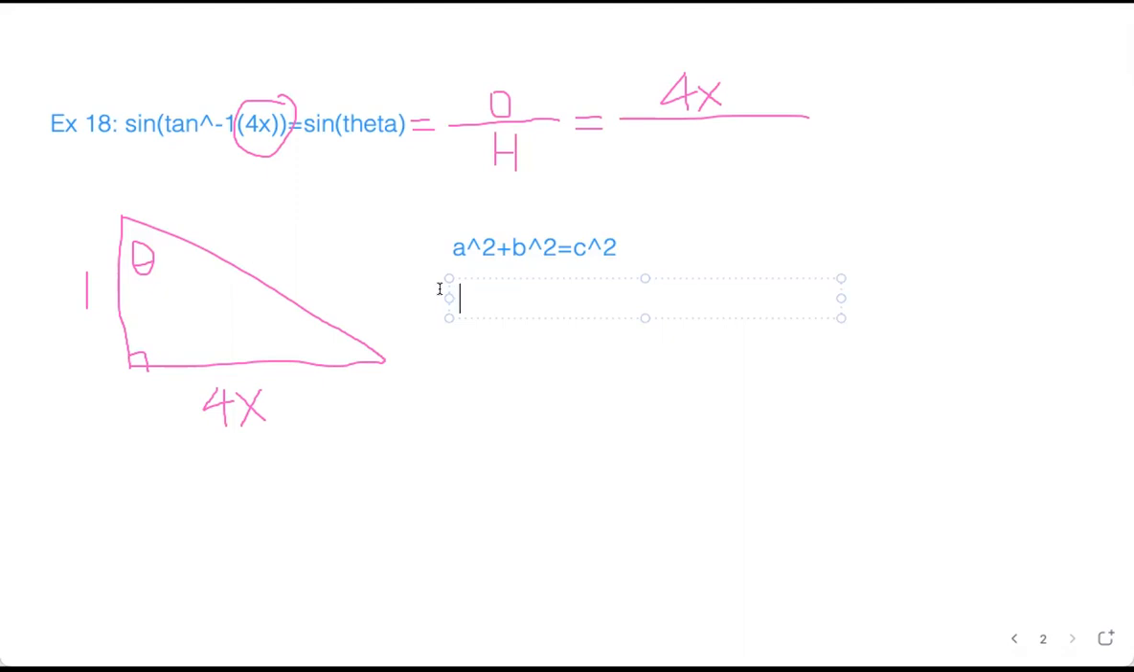Do we know a value for A or B? What do we know? It can be 1. A can be 1, great. So 1 squared plus, what does that make B then? 4x. Good. So look, I'm going to put parentheses around that 4x. Okay, I think that would actually be really valuable. And then c squared is what we're looking for. Well, we're looking for c, right? Okay, so 1 squared is 1 plus what's 4x squared?